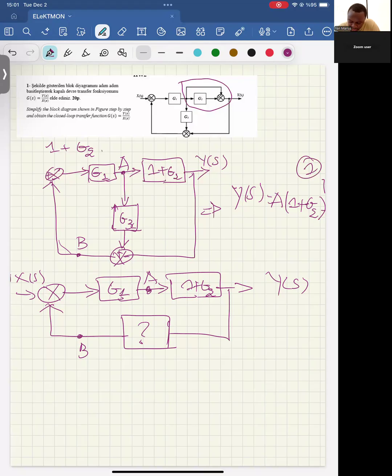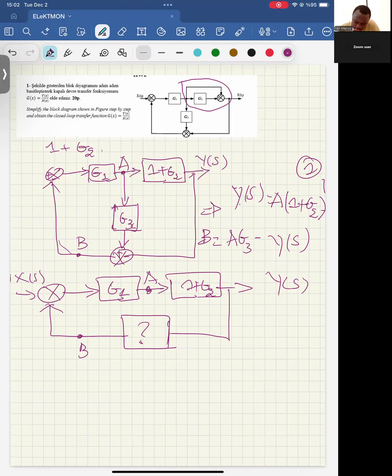At the same time, if we see here B, it takes A multiplied by G3 and Y(s). So B will be A G3 minus Y(s). So here we have to find what we will have inside this diagram.